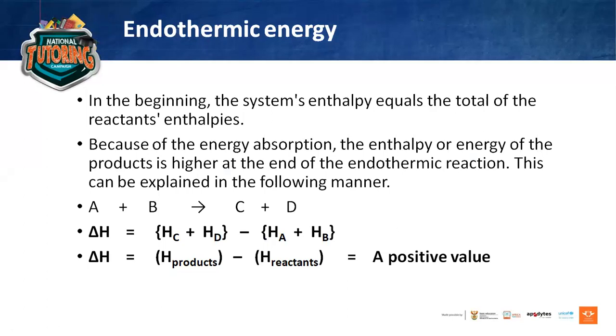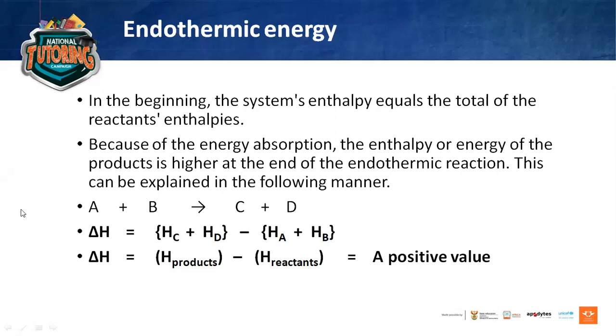So for an endothermic reaction, in the beginning, the system's enthalpy equals the total of the reactants' enthalpies. Because of this energy absorption, the enthalpy or energy of the product is higher at the end of the endothermic reaction. So this can be explained as such. Let's say A and B are our reactants, and C and D are our products. So we're going to say that A plus B will give us C and D.